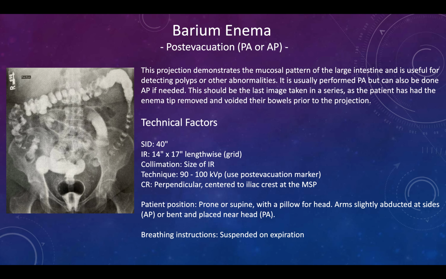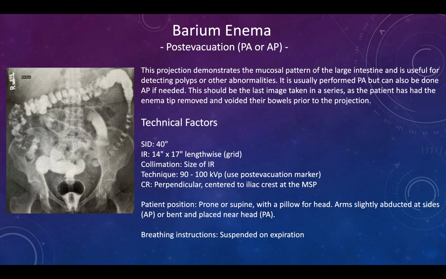And this should be our last projection because it's going to be a post-evacuation PA or AP. It's going to demonstrate the mucosal pattern of the large intestine, and it's useful for polyps and other abnormality visualization. It's usually done PA, but it can also be done AP if you need. And this should be the last one you take because this is going to be after you've removed the enema tip and the patient has been taken to the bathroom and had a chance to evacuate their bowels. So we're really just looking at the little bit of residue of barium left in their colon.